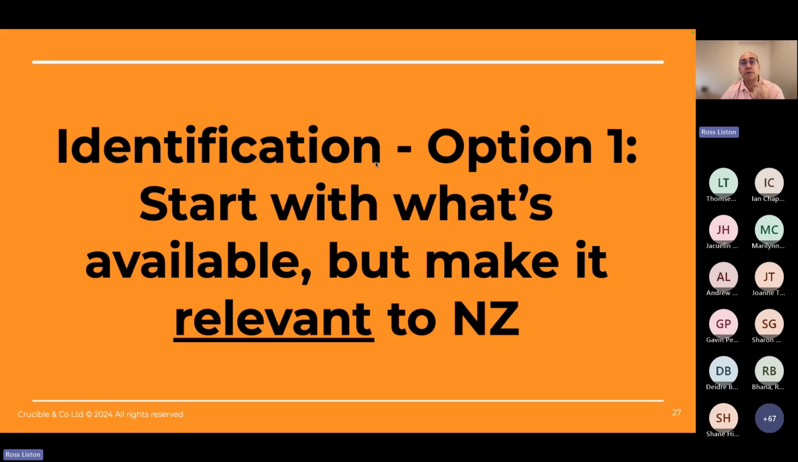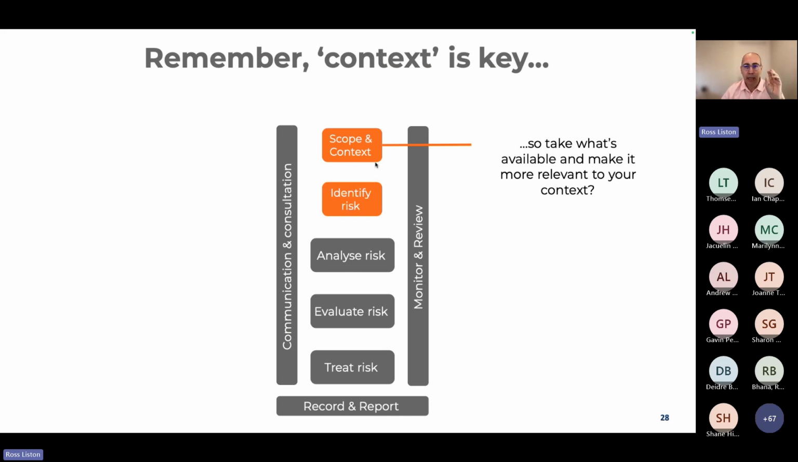And there are 2 options that you can go with. So option 1 is we can almost short circuit the process and start with the information that's available. However, we do need to make it relevant to New Zealand. And that's really key because of the fact that context is so important. In one of the previous, or probably multiple times in the previous sessions I've delivered on this forum, I've highlighted the importance of context.